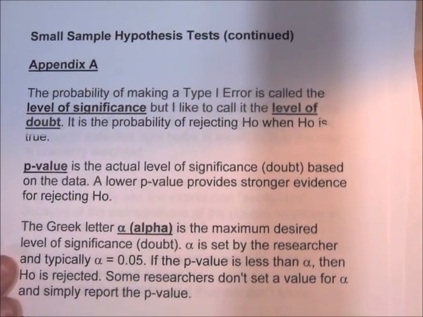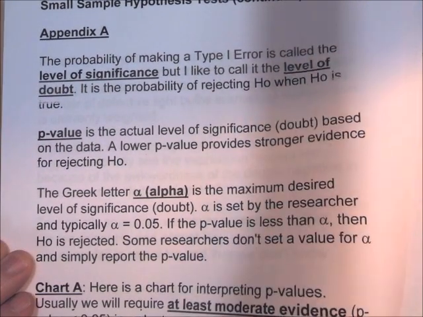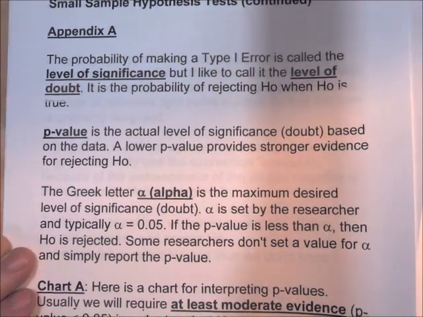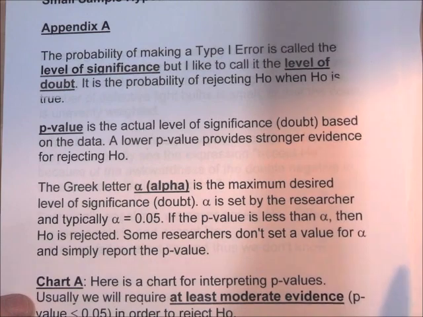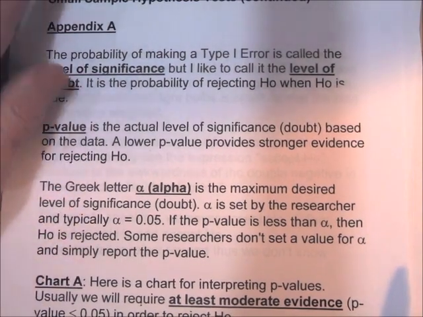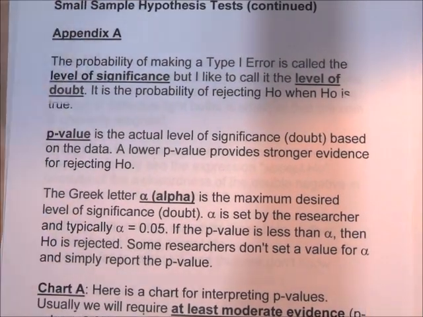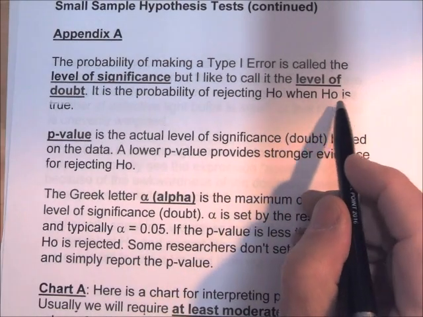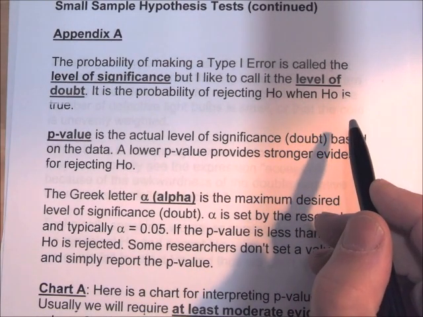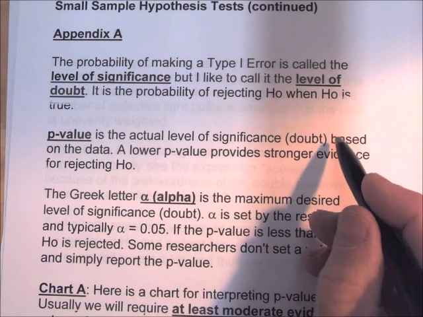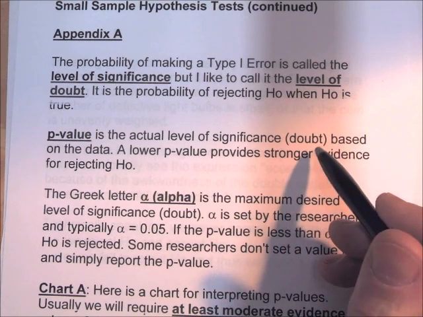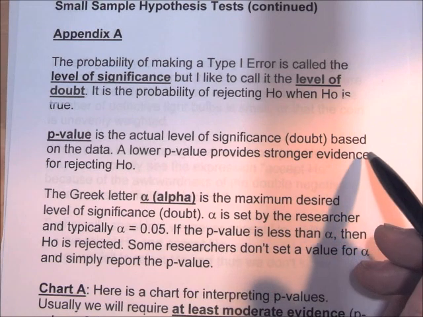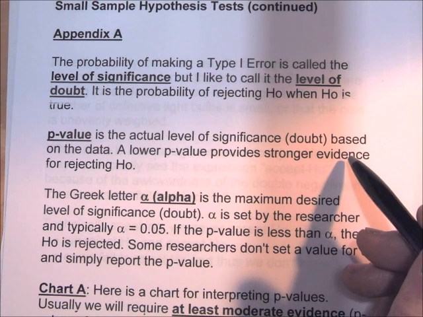Okay, so here are some other comments in the appendix. The probability of making a type 1 error is called the level of significance, but I like to call it the level of doubt. It is the probability of rejecting H0 when H0 is true. The p-value is the actual level of significance or doubt based on the data. A lower p-value provides stronger evidence for rejecting H naught.